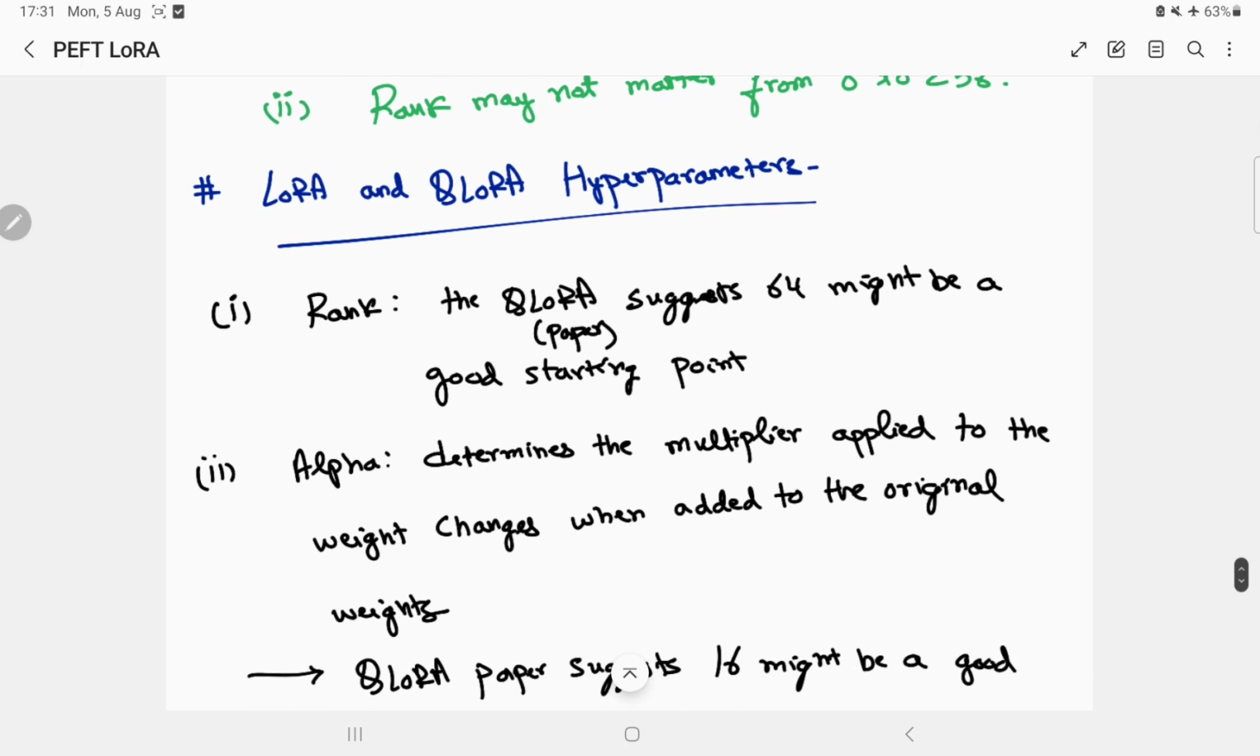Now let's talk about some of the important hyperparameters when it comes to LoRA and QLoRA. So rank, of course, is the first one. The QLoRA paper suggests that 64 might be a good starting point, but again, this is no rule. It's a rule of thumb, and you have to experiment with different values of rank to see which one works best for your particular use case.